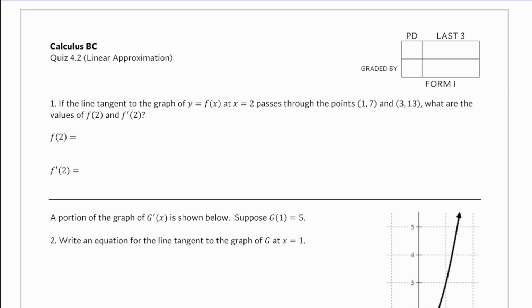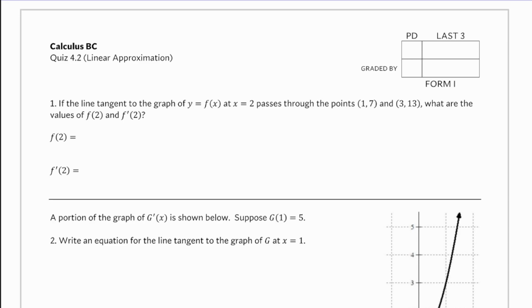Quiz 4.2 was over linear approximation. And the first one, I think that had been the easy one on previous versions of this quiz, but the way I asked it this year, it seemed like it was a little tricky. So the tangent line passes through these 2 points, and it's tangent at x equals 2, but it's going through these 2 points that are kind of equally spaced around x equals 2.